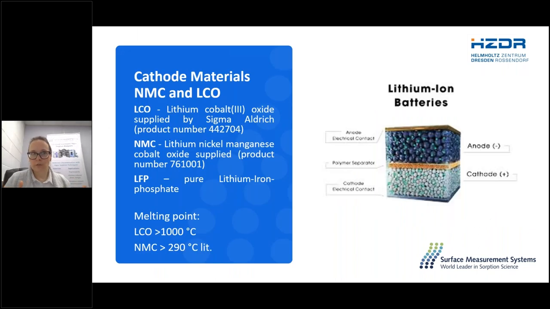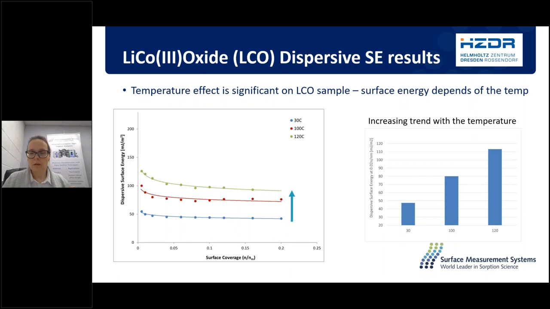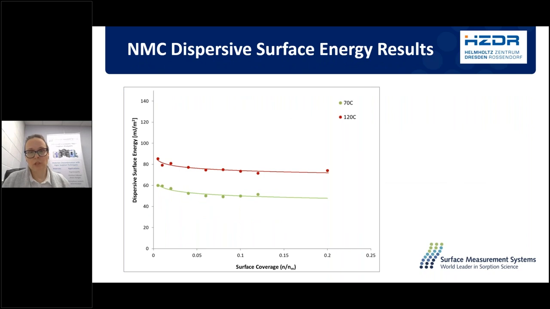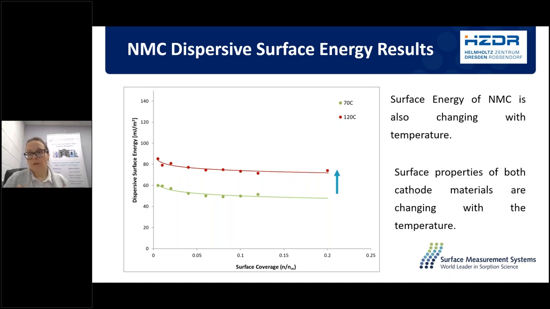On the next couple of slides, I will show you how the temperature affects the surface energy in the case of the lithium metal oxides. We measured lithium cobalt oxide, NMC, the nickel manganese cobalt oxide, and LFP, the pure lithium iron phosphate. Lithium cobalt oxide surface energy is clearly changing and increasing with the temperature. So the temperature has a huge effect on the surface energy of this material. NMC is also changing with the temperature, again an increasing trend. So the surface properties of both cathodes are changing with the temperature.